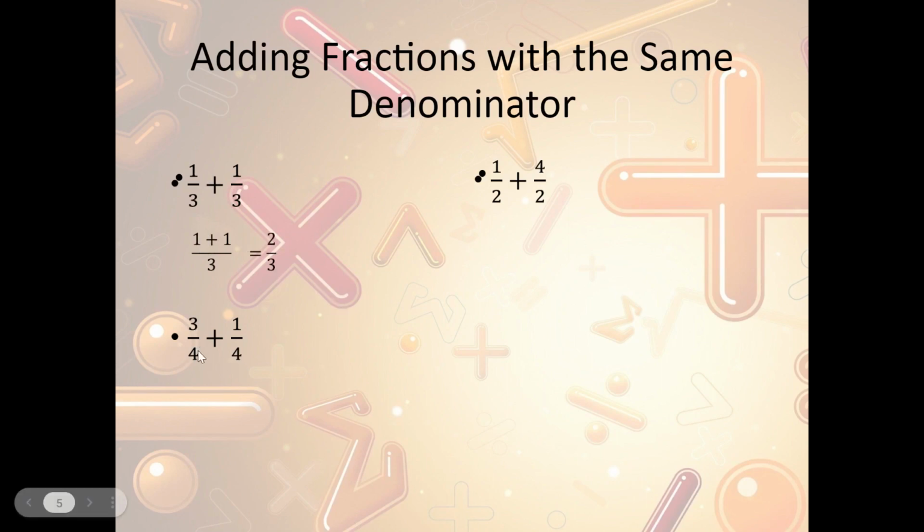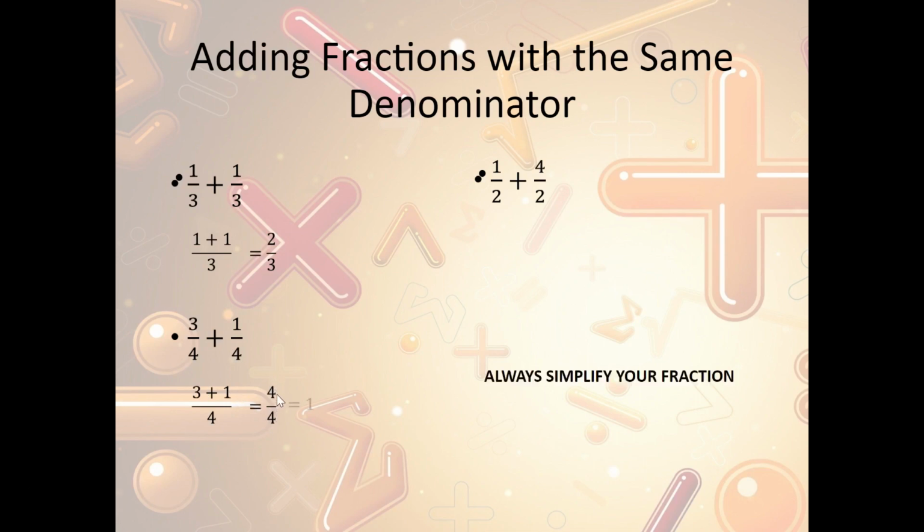Here's another example. We have 3 over 4 plus 1 over 4. Notice, same denominator, so we're just going to add the numerators, 3 plus 1, and that's over 4. 3 plus 1 is 4, so that's 4 over 4. And in reality, this is 4 divided by 4. So we always simplify our fraction, and it's 1. Now we have 1 over 2 plus 4 over 2.